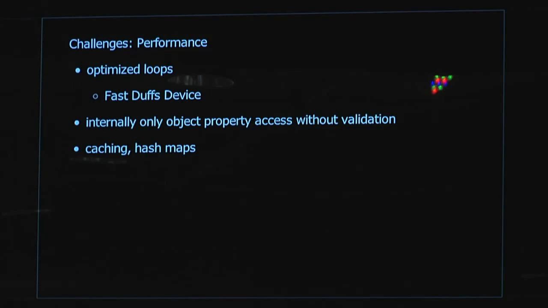When we communicate among the classes, among the objects internally, we only access properties without validation. But if we provide an API to the user, it validates the inputs and throws an exception if something is wrong with them. We also use caching in local variables and similar techniques. We read some JavaScript performance guides and hash maps. We use hash maps of the Google Closure Library.